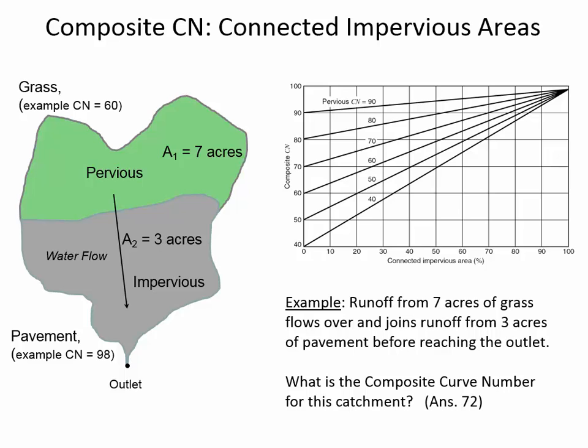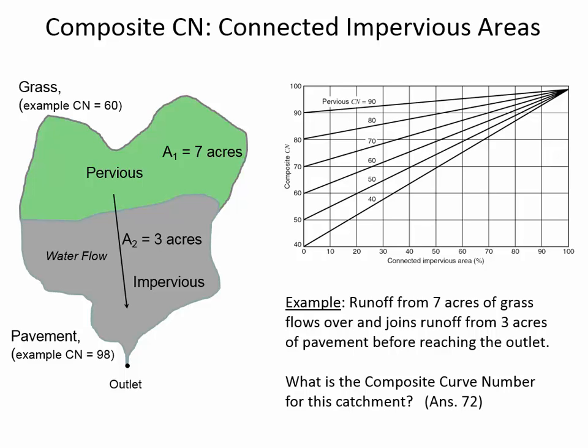So from the graph, where the x value is 30, intercept the 60 curve and follow to the y-axis. And the value at the y-axis is 72.